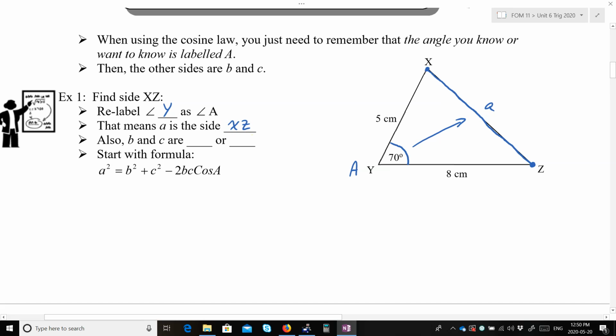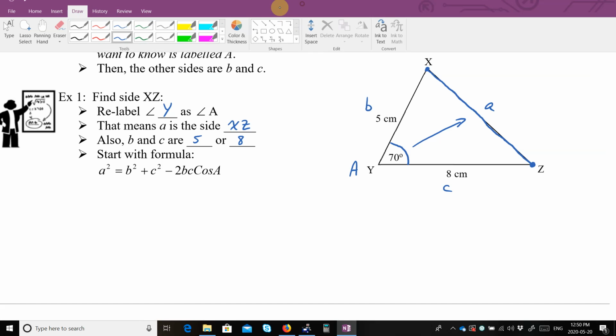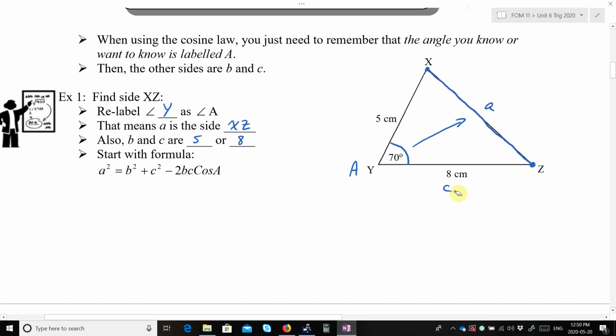Also, B and C are, once you figure out capital A and little a, guys, it doesn't matter how you label B and C. So we could make this one B and this one C. Okay, so B and C are 5 centimeters or 8 centimeters. Okay, so I'm just going to fix this a little bit.